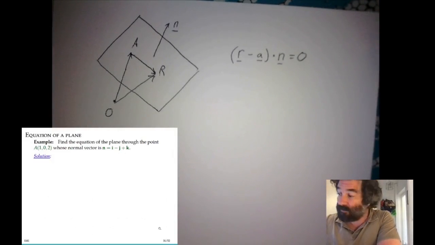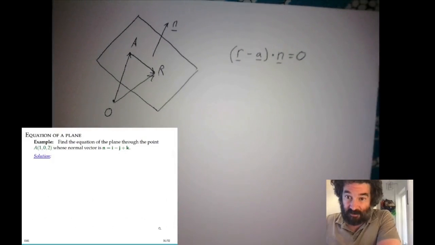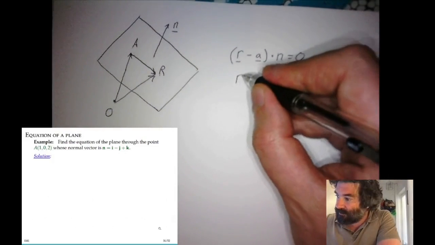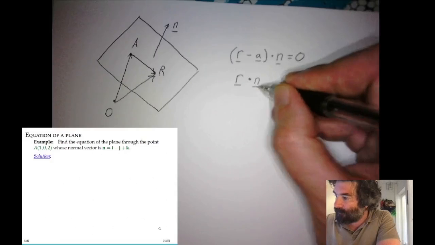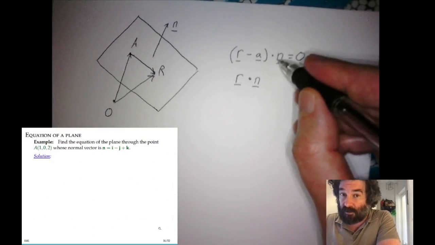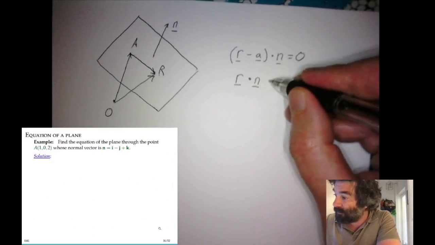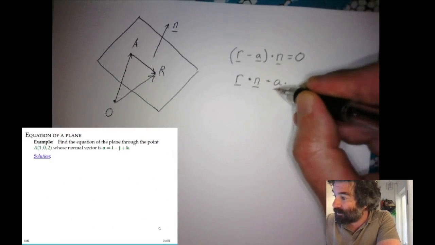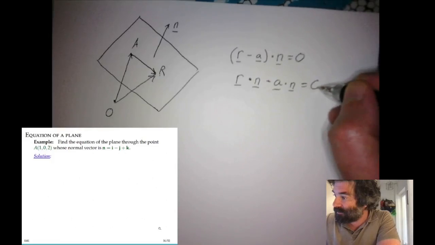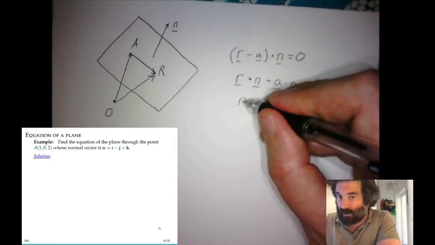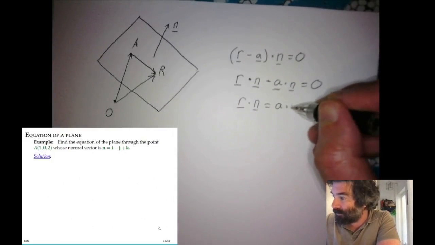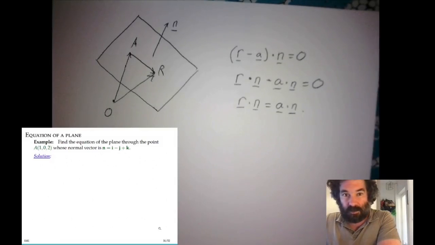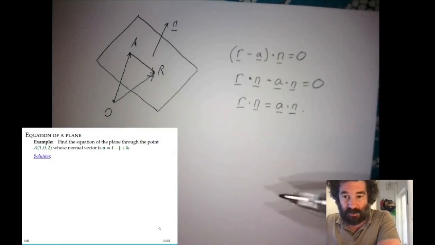Okay, and so we actually have pretty much everything in this equation. We rearrange this, as I said on the previous slide. We can write this, using the distributive law, as r dot product with n minus a dot product with n equals 0, or r dot product with n equals a dot product with n. Okay, so this is the general formula, and now let's put in the specific vectors that we have in this case.